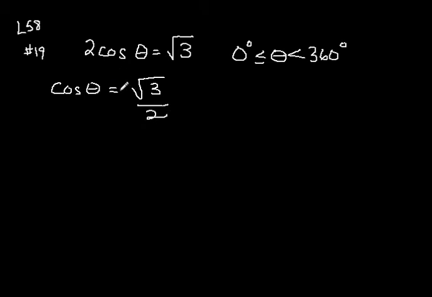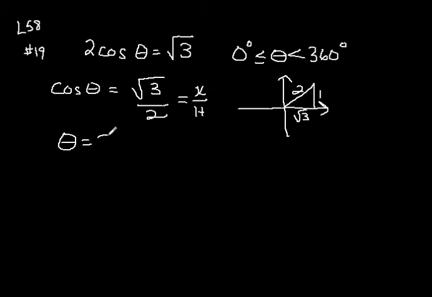And you should know by now what this is, that this is 30 degrees, but if you don't, you can always make your little chart. Remember, cosine is x over the hypotenuse. So if we draw our triangle, our hypotenuse would be 2, our x is the square root of 3. This would of course be 1. So this angle right in here would be 30 degrees. So theta equals 30 degrees.